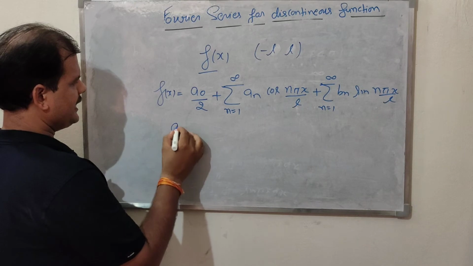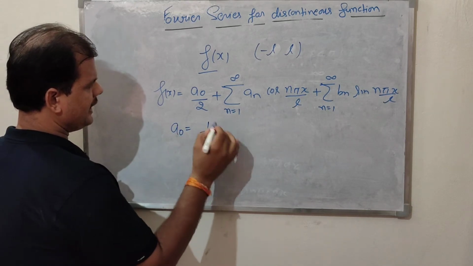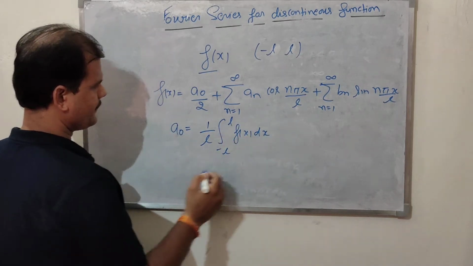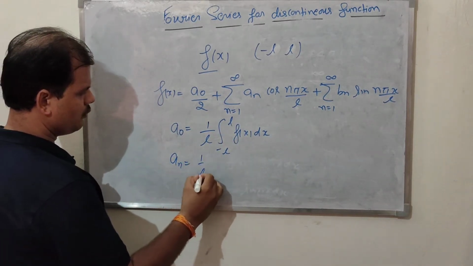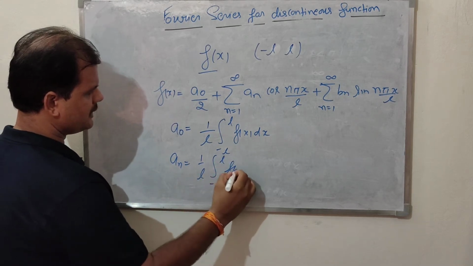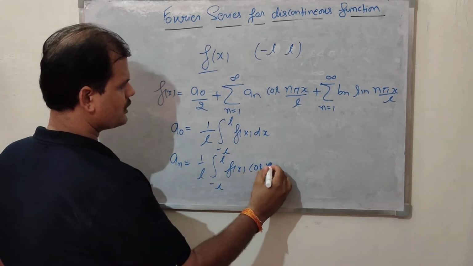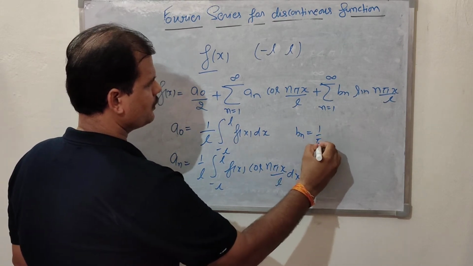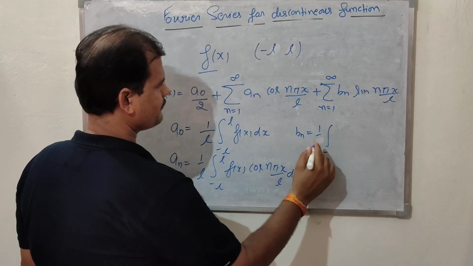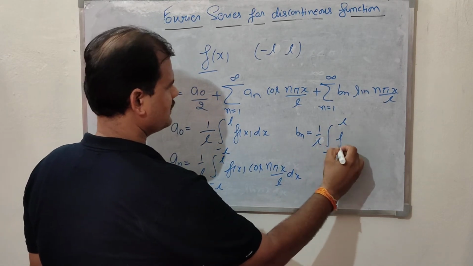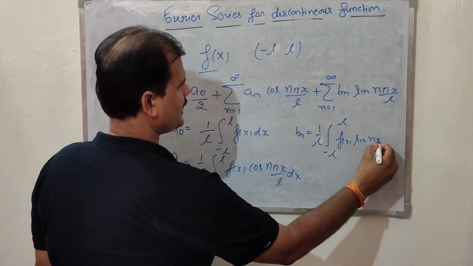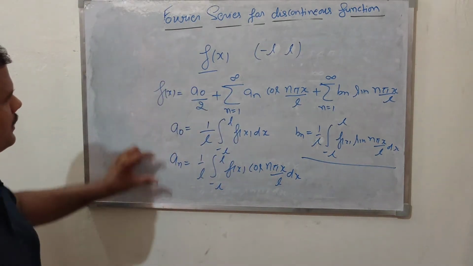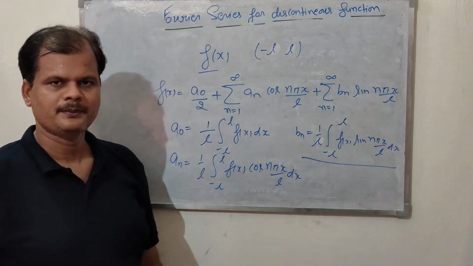Now we can write a0 equals 1 by L, integral from minus L to L of f(x) dx. An equals 1 by L, integral from minus L to plus L of f(x) cos n pi x by L dx, and bn equals 1 by L, integral from minus L to plus L of f(x) sin n pi x by L dx. So these are your Fourier coefficients for the interval minus L to plus L.